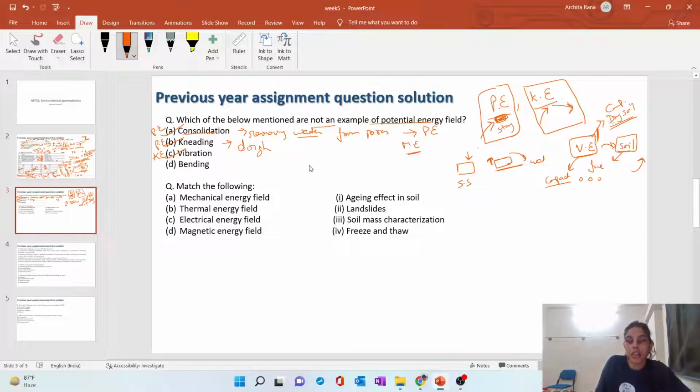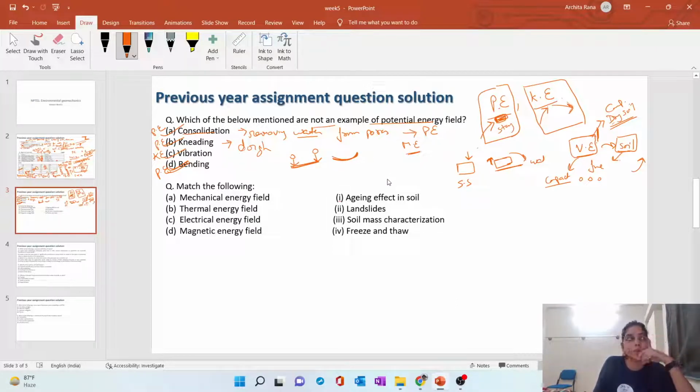Another is bending. Bending is when you have a layer and you are putting pressure from two ends and it becomes a bit curved. That is what bending is, and it will take the shape. The important point is that it will not lose its shape, and hence it is again an example of potential energy, when you're applying force on two ends of a layer and it is taking this curved shape.